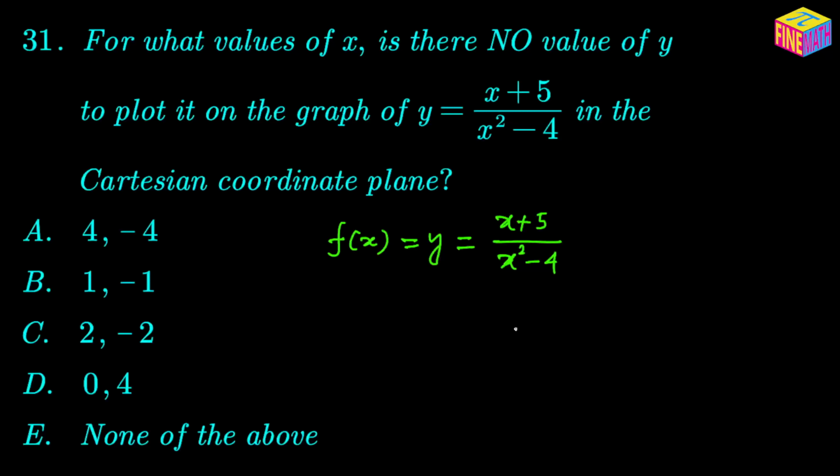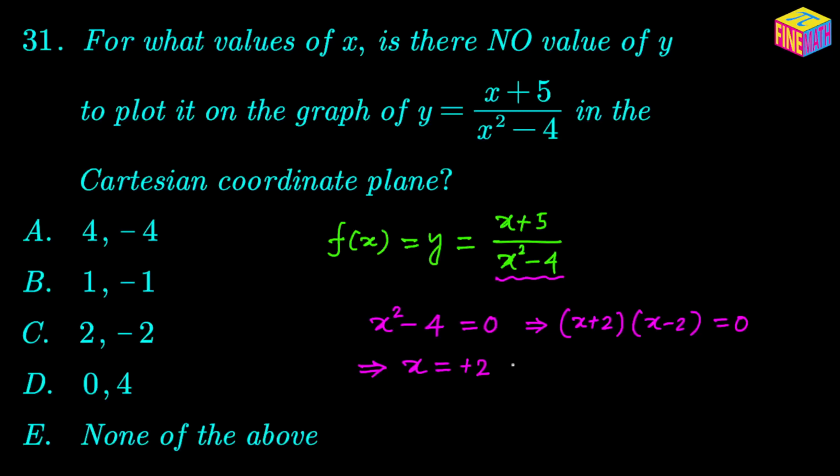Now, what do we have in the denominator? In the denominator we have x squared minus 4. If x squared minus 4 becomes 0, then only is the function going to become undefined. From here we can easily factor it: x plus 2 times x minus 2. And from here we can clearly see that x is equal to plus or minus 2. So x would be equal to plus 2 or minus 2, meaning positive 2 or negative 2.